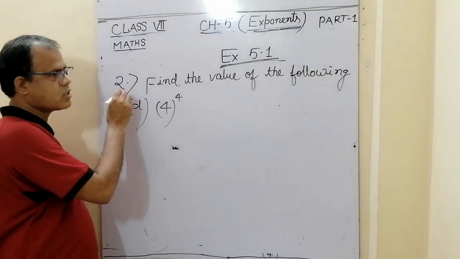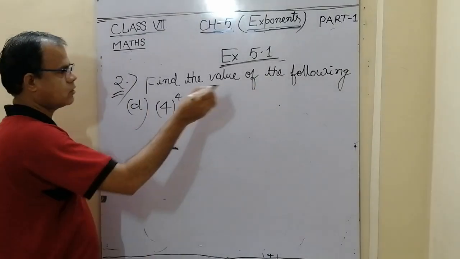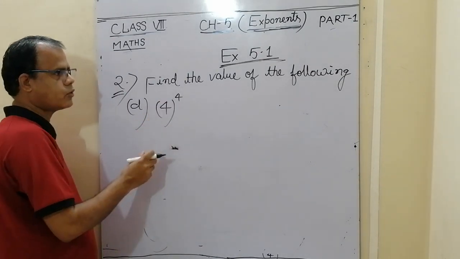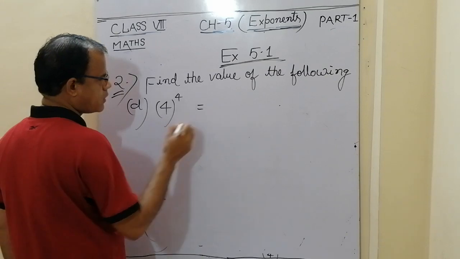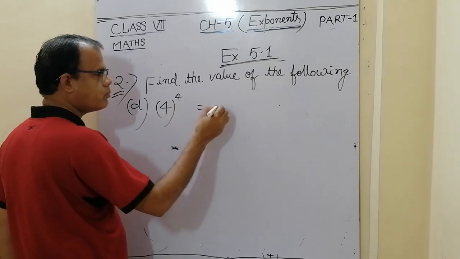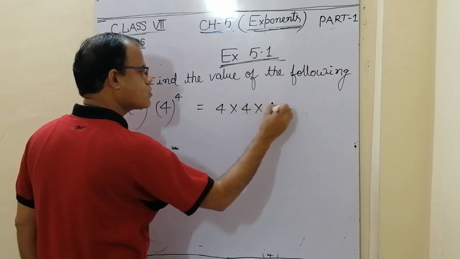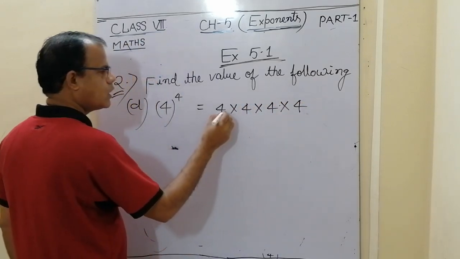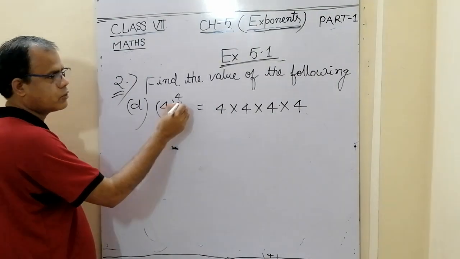Yes, next question, question number second. Find the value of the following: 4 raised to the power 4. We have to find out this value. So we can write it like that. 4 raised to the power 4 means we have to multiply 4 four times, like that. 1, 2, 3, 4, because the power written here is 4.